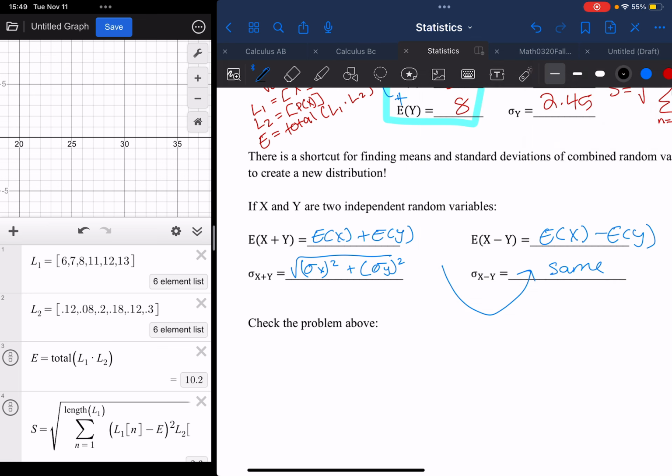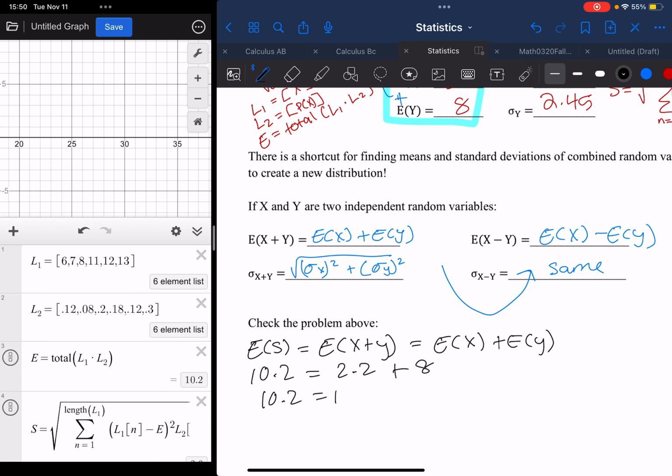Okay, we can check this out by actually testing the problem we just did and plugging it into those equations. So we know that E of S is equal to E of X plus Y, which is equal to E of X plus E of Y. Well, E of S was 10.2, E of X was 2.2, and E of Y was 8. So this gives us that 10.2 is equal to 10.2, which checks out.